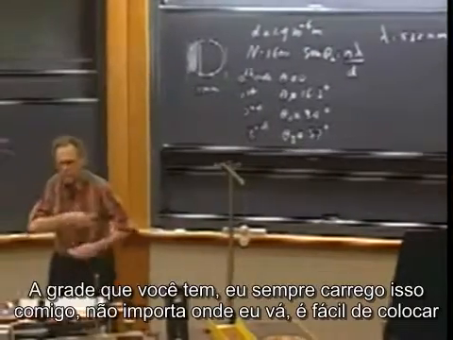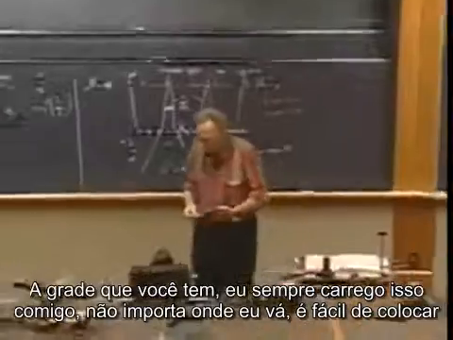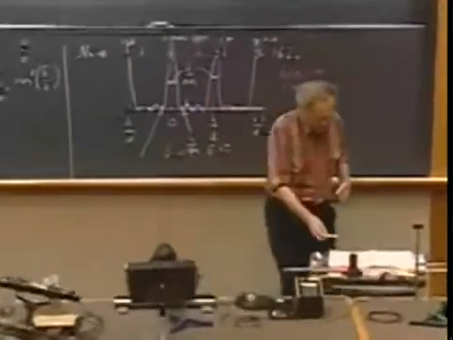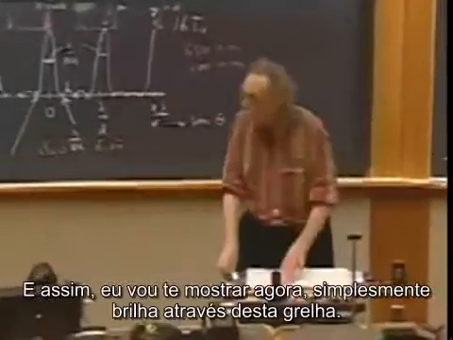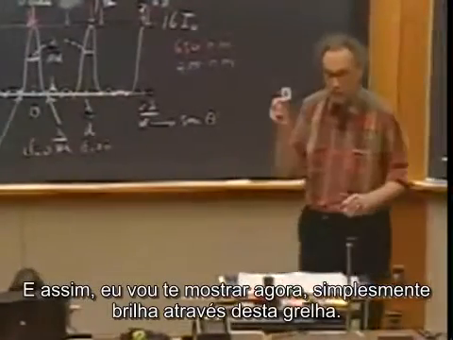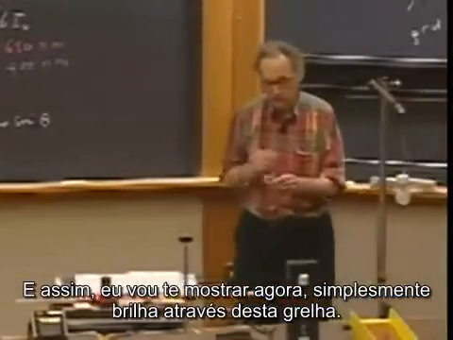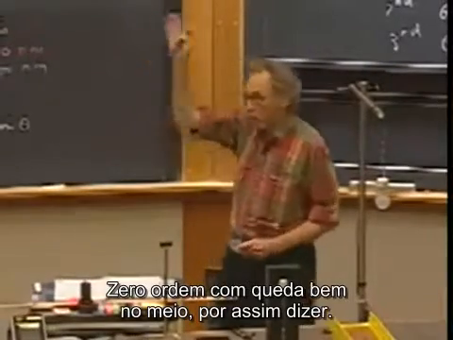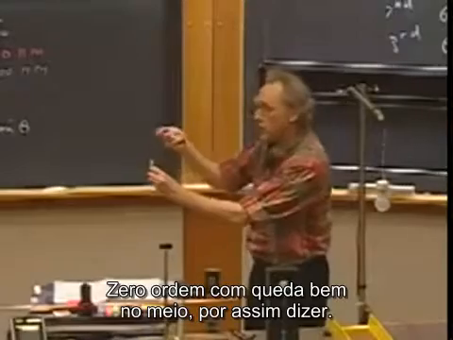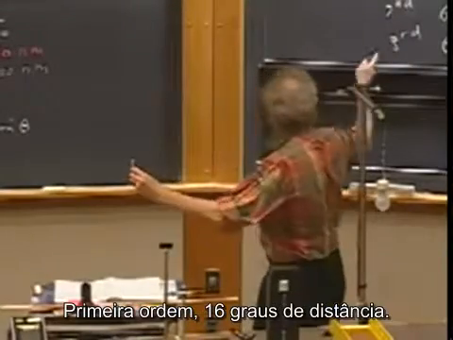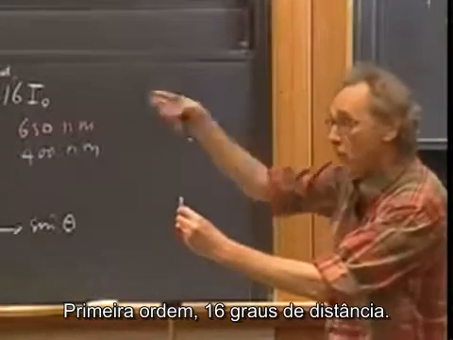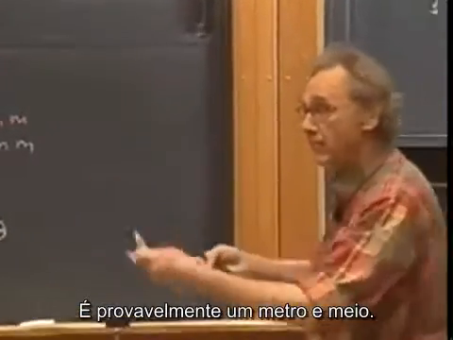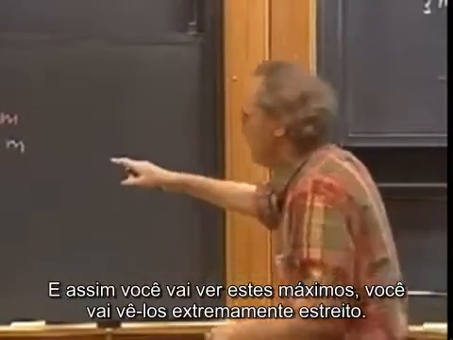The grating that you have, I always carry that with me. No matter where I go, it's easy to put in your calendar. And so I will show you now, by simply shining through this grating, I'll show you there on the wall. The 0 order would fall right smack in the middle, so to speak. First order, 16 degrees away. So if you know my distance to the wall, you can calculate how far that is. It's probably 1.5 meters.